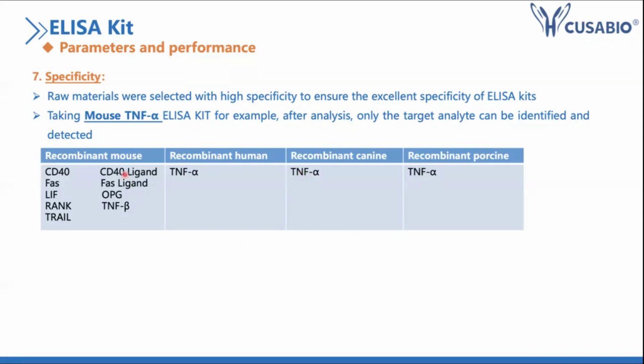So overall, this is to make sure that the target protein, especially coming from the nature sample or the raw materials, will be selected with high specificity. And this is to make sure that our ELISA kit is excellent.